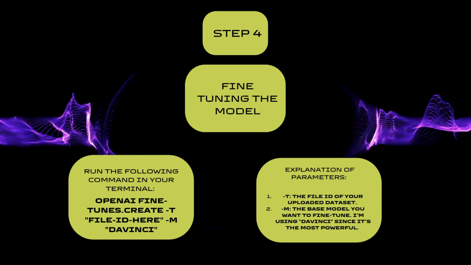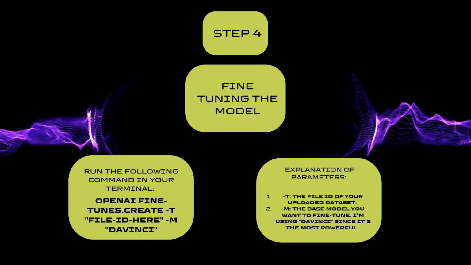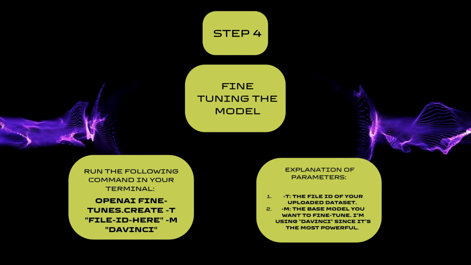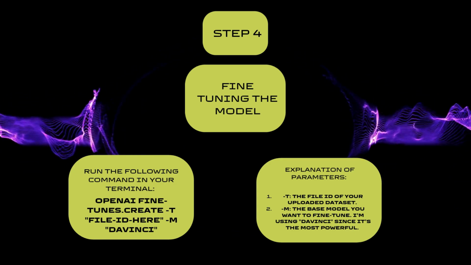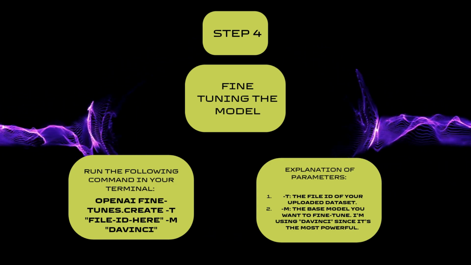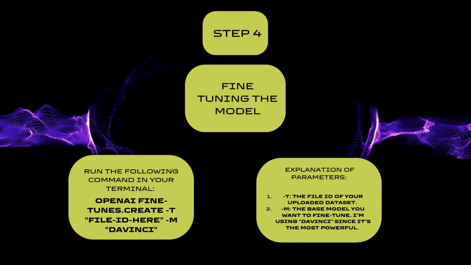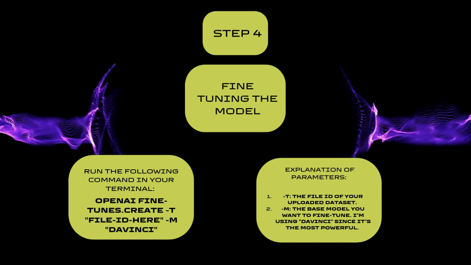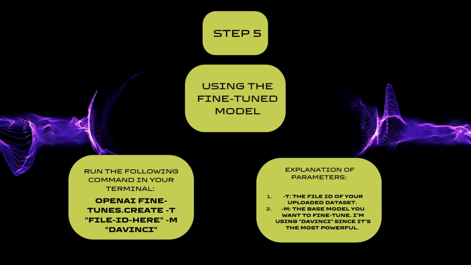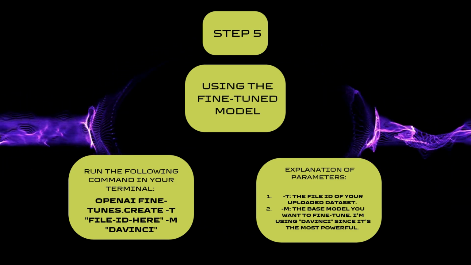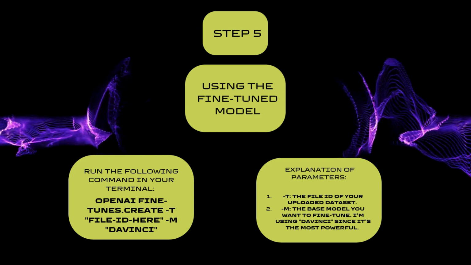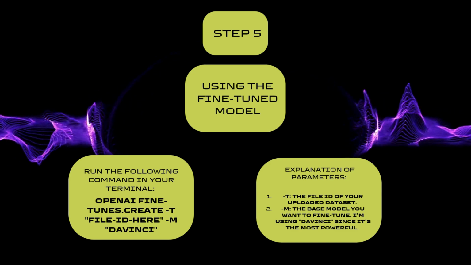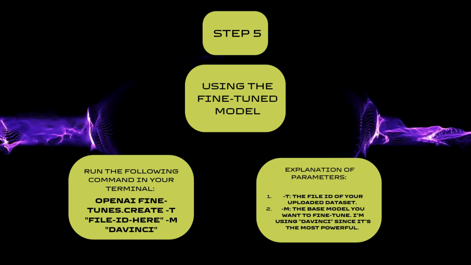openai fine_tunes.create -t file-id here. So the file ID which we noted in the earlier step, you have to put that here, -m davinci. And on the right side, I have explained what the parameters are. So basically -t is the file ID of your uploaded dataset, -m the base model you want to fine-tune. I am using DaVinci since it is the most powerful.